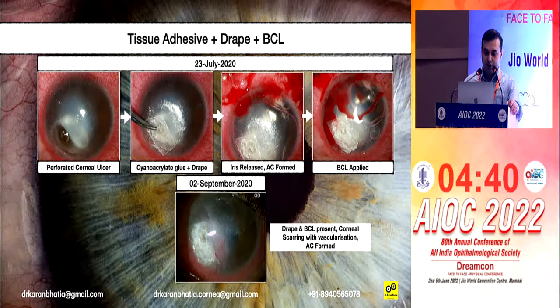So this patient, you can see as of 23rd July, this was the procedure that I had shown in the video, and this is as of September. Yes, there is vascularization, but we have managed to save the eye.